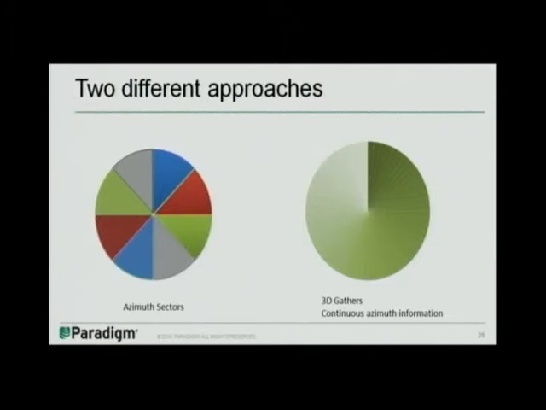In Paradigm, we have a technique to create what we call 3D gathers, which contain continuous azimuth information at any granularity that we want. So the first question that I have is, does everybody know what a gather is? Nobody knows what a seismic gather?